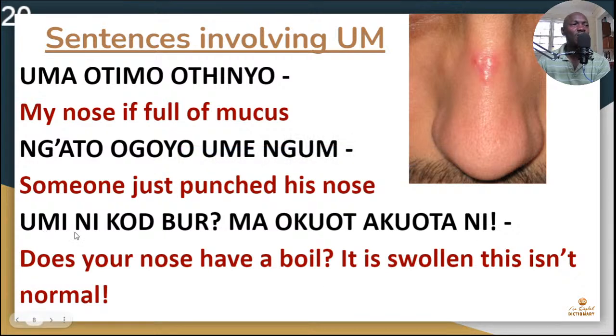Now if you say umi ni kod bur, that's like asking a question. Does your nose have a boil? It's swollen and this isn't normal. Does it have a boil? Umi ni kod bur.